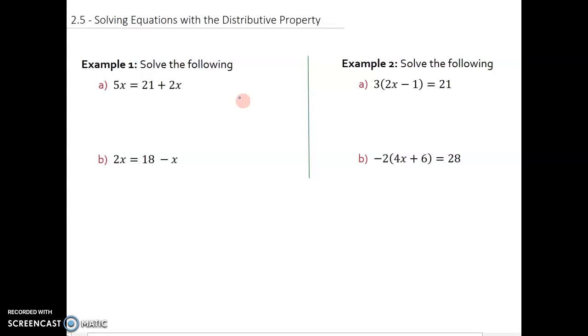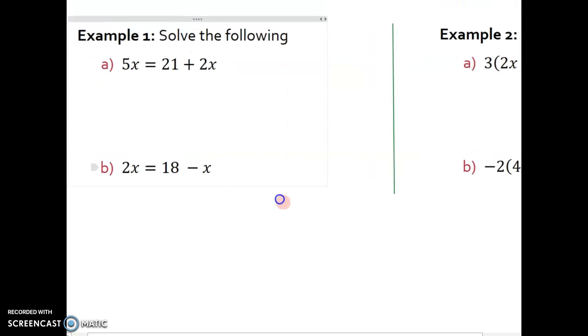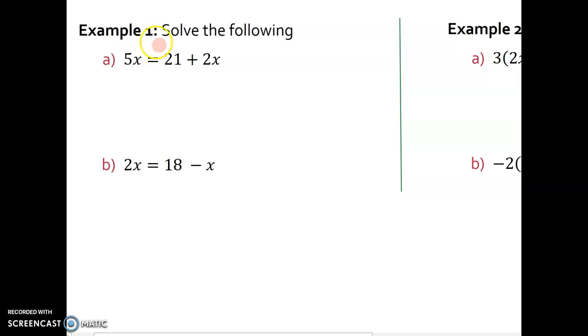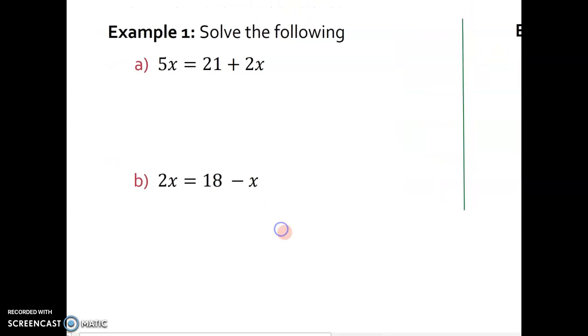Now that you're done your Unit 2 test, we're just going to do another lesson that is going to expand on that Unit 2, which I told you that we'll just kind of move till later, so now it's later. So we have 2.5, solving equations with a distributive property. We're going to do these examples, which you should know how to do, which is solving the equations when you have variables on one side and on the other side.